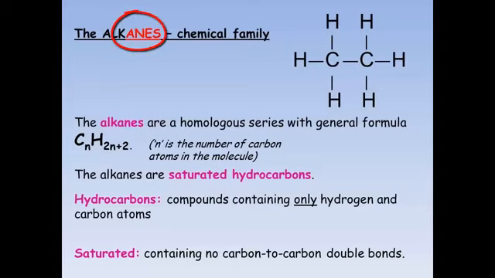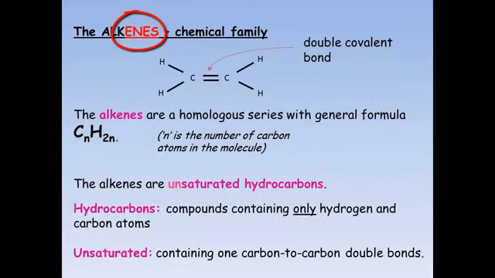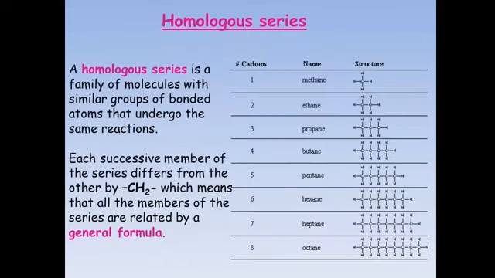One way to spot an alkane is that it will end in ane, A-N-E. One way to spot an alkene is it will end in ene, E-N-E. The two examples, ethane and ethene, belong to homologous series, which is a family of molecules with similar groups of bonded atoms that undergo the same reactions. Each one changes by simply adding another CH2.